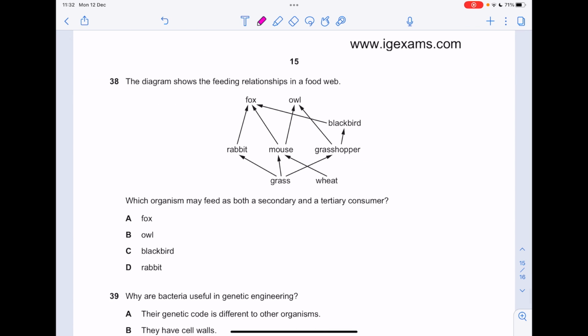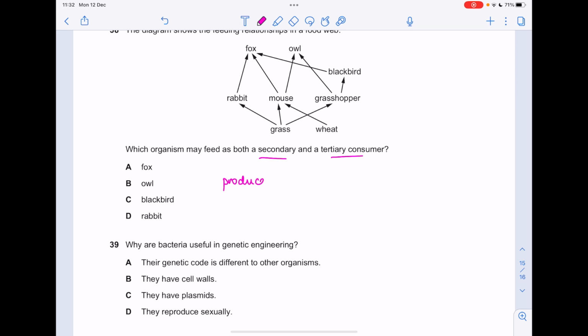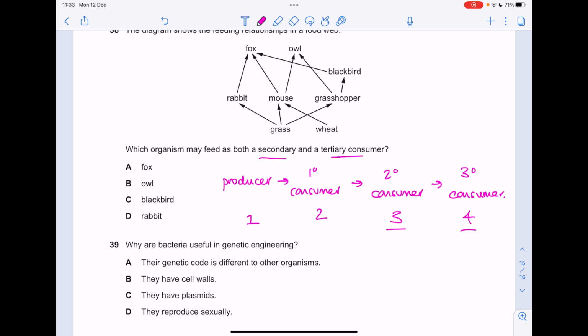38. The diagram shows the feeding relationships in a food web. Which organism may feed as both a secondary and tertiary consumer? So remember, it goes producer, primary consumer, secondary consumer, tertiary consumer. So we need an organism that occupies both the third and fourth position in this food web. So I'm going to show you why it's the fox, because if you start with the wheat, there's the first position, second position, third position, so we're good. And then if you start with the grass, first position, second position, third position, fourth position. So the fox is occupying 2 trophic levels.